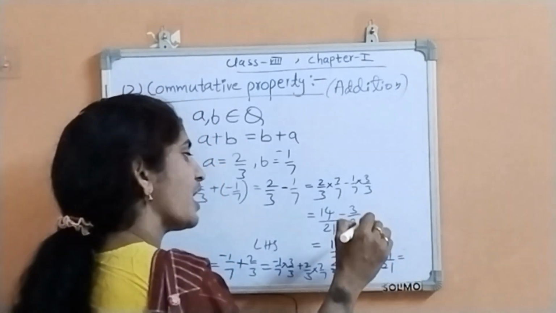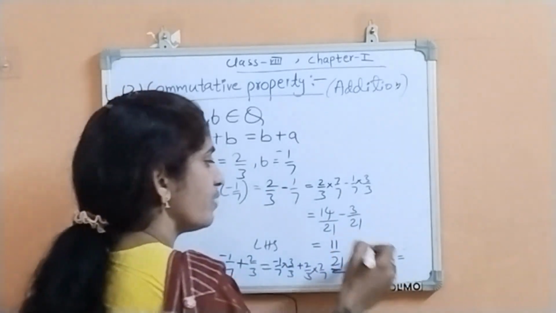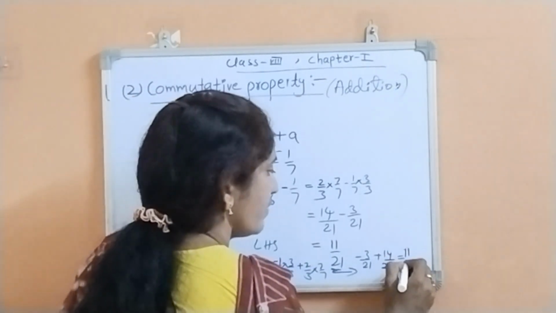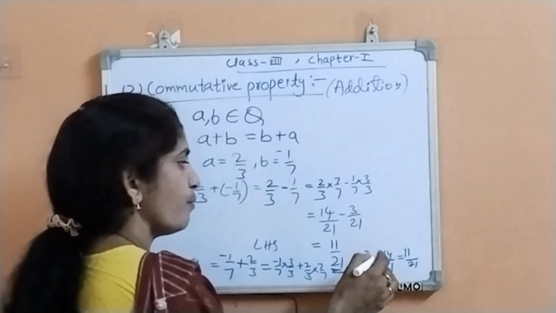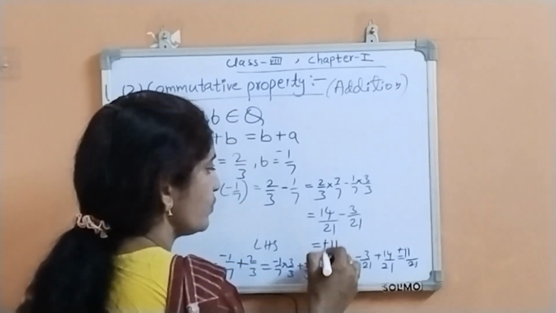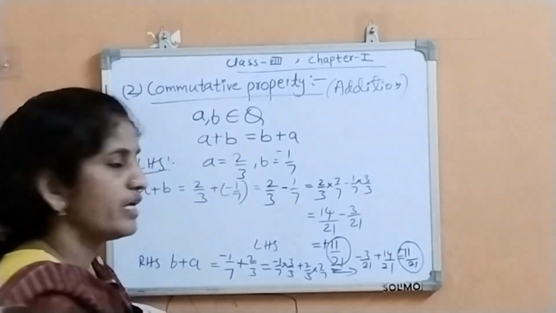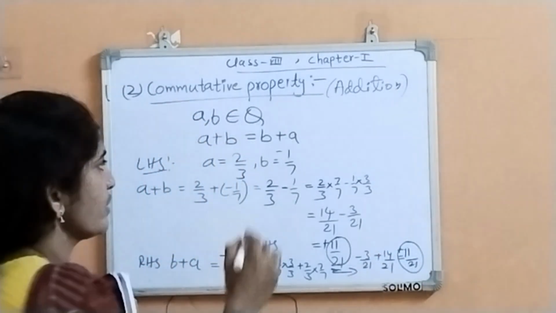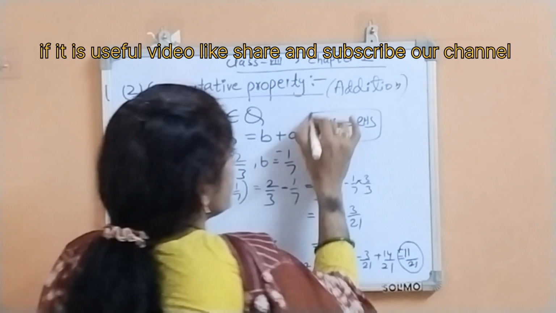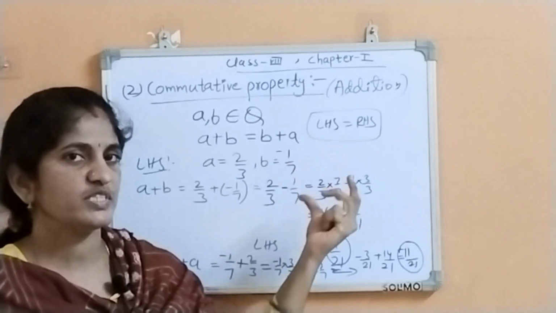14 is a bigger number, having a positive value. So I am going to subtract the smaller number from the bigger number, that is 14 minus 3, we will get 11. So 11 by 21 as usual. The bigger number is having a positive sign, so I put a positive sign here. Here also positive sign, means 11 by 21, 11 by 21. We are getting LHS equal to RHS, same. So by this we can generalize that the commutative property under addition in the rational number system is possible.